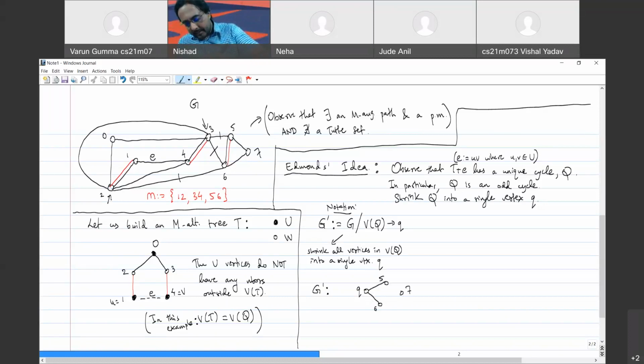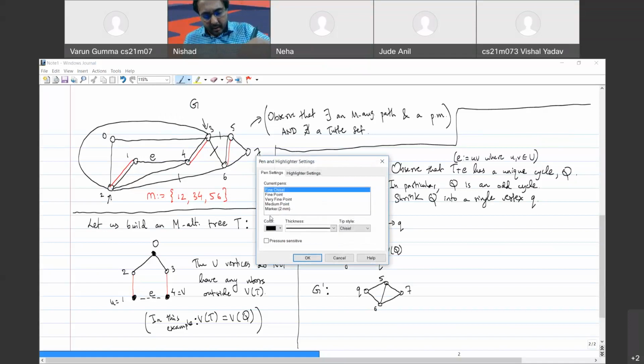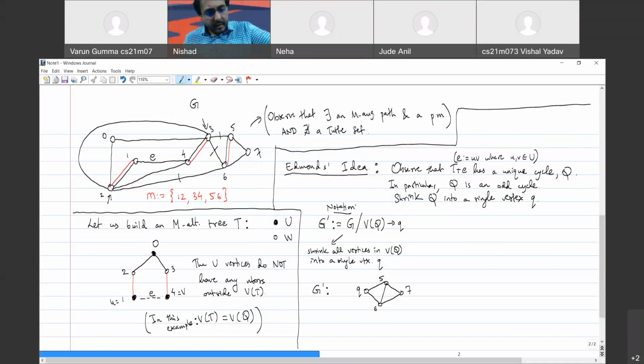And 7 is joined to 5 and 6. And 5 and 6 are joined to each other. Okay. Let me also just show you: what we have done is we have taken this entire set, this is the set of vertices of Q, and we have shrunken it into a single vertex little q. Are there any questions or concerns regarding this operation? We will write down the formal definitions tomorrow.